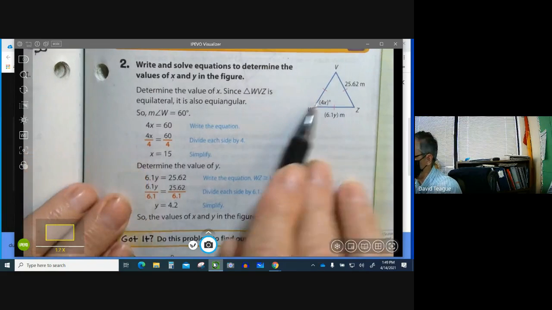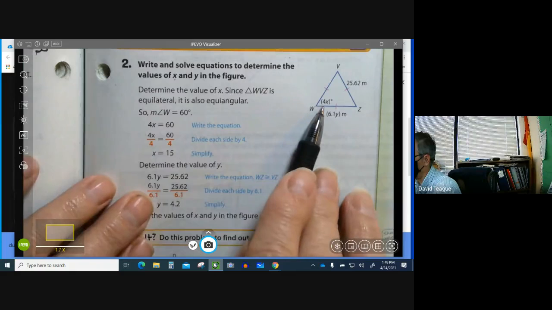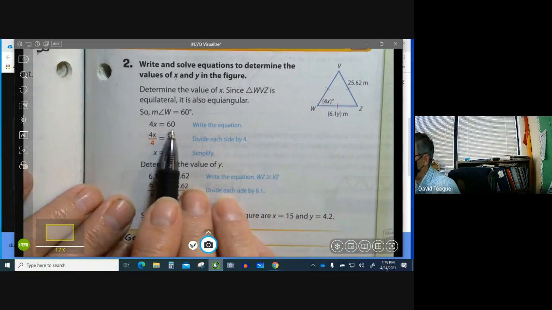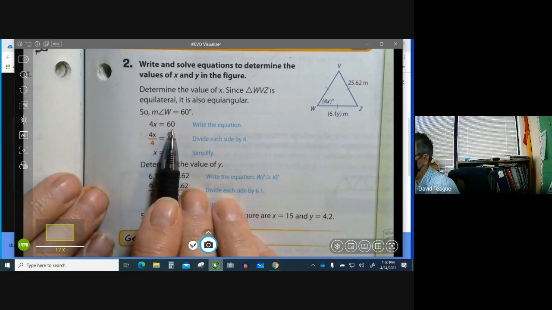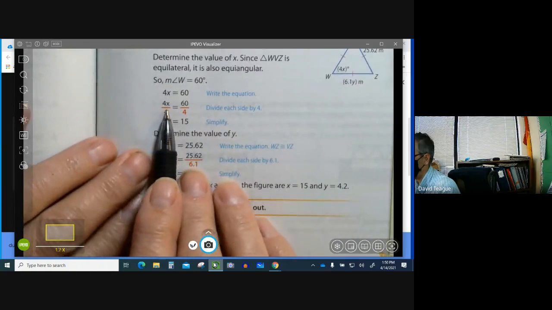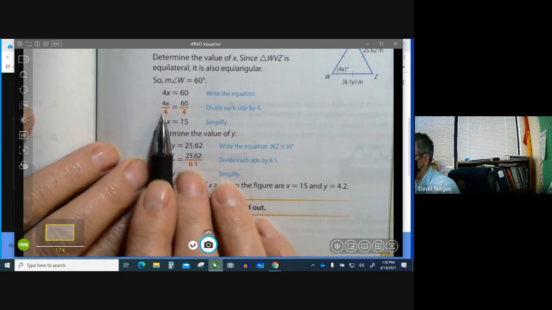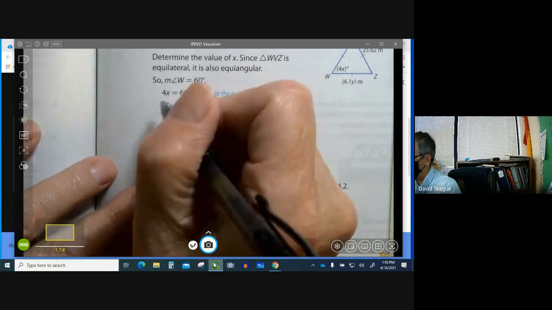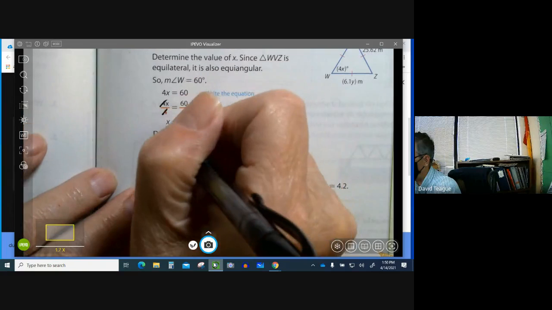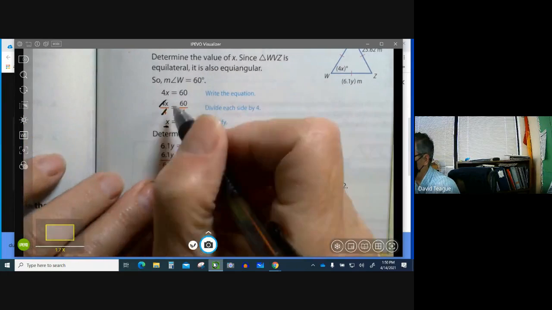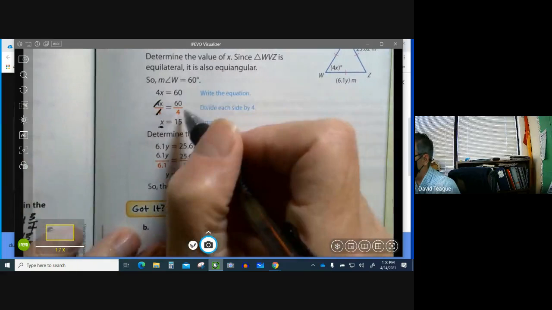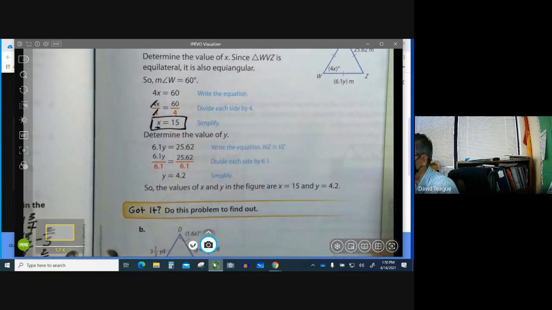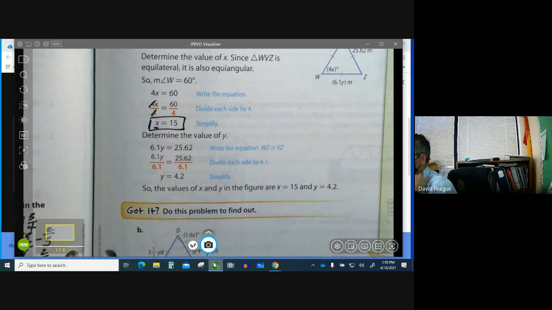So my formula is, here's 4x. We know that angle is equal to 60, so 4x is equal to 60. That's multiplication there, so I'm going to do the opposite of that, which is division. Divide by 4. This 4 cancels out and leaves me with x, but I have to do it to the other side. 60 divided by 4 is 15, so x is equal to 15.